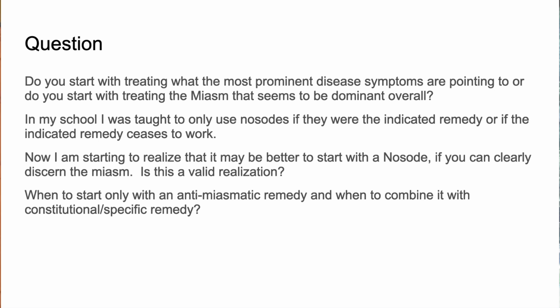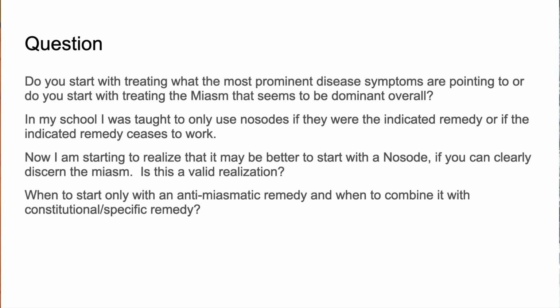So she says, do you start with treating the most prominent disease symptom that's being pointed to, or do you start with treating the miasm that seems to be dominant overall? She said, in my school, I was taught to use only nosodes if they were indicated remedies, or if the indicated remedies stop working. Now I'm starting to realize that it may be better to start with the nosode if you can clearly discern the miasm. Is this a valid realization?